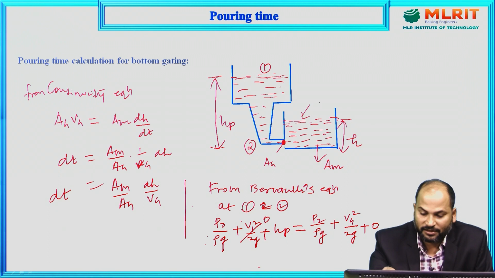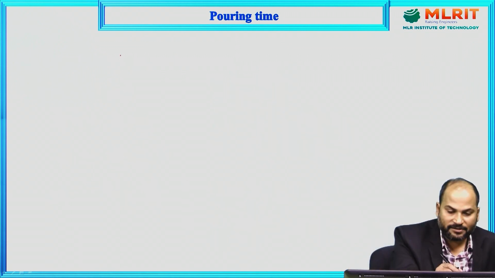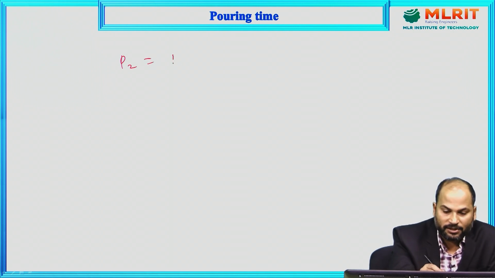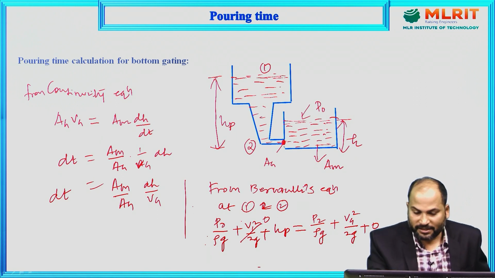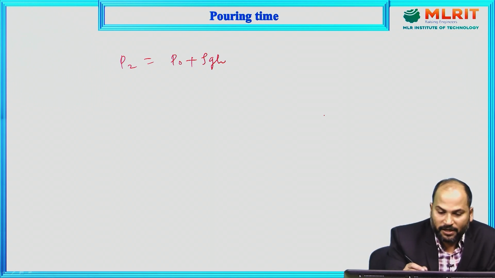This is atmospheric pressure because this is open to the atmosphere. So we can write simply P2 is equal to P naught, atmospheric pressure, plus rho gh. Just see this diagram. At this point, we can write atmospheric pressure plus whatever pressure this liquid is exerting at the bottom. So we can write this expression: P naught plus rho gh.